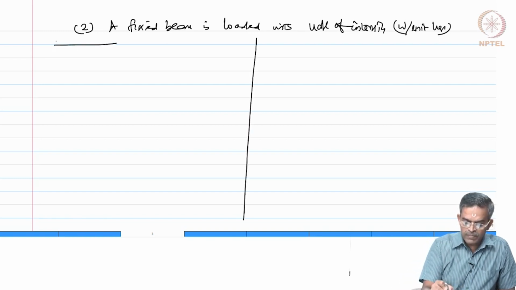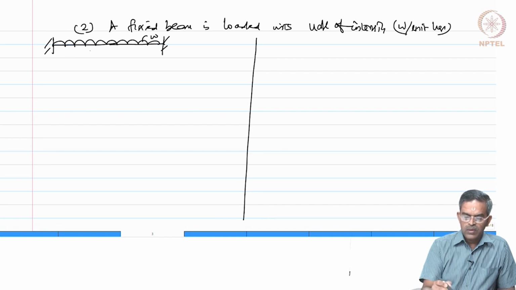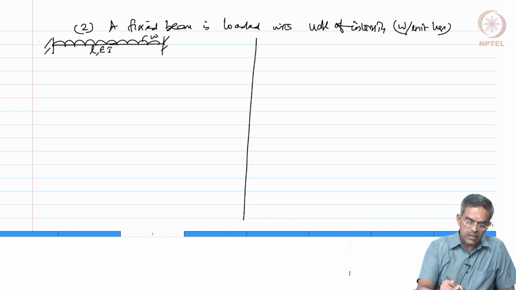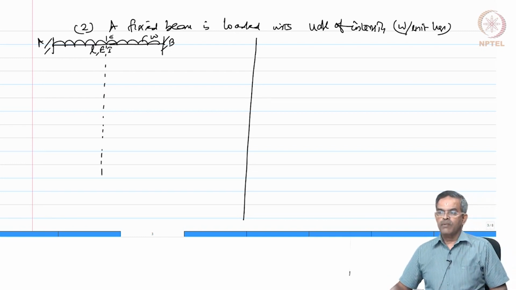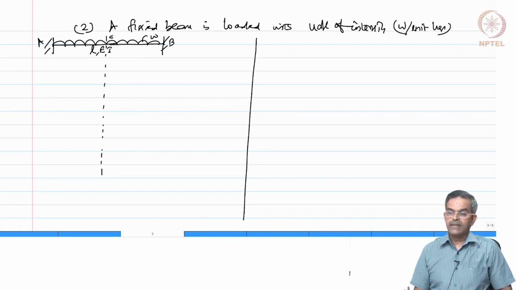Let us say I have a fixed beam subjected to uniform distributed load over a span of L, EI. Let us mark this as A and B. There is a critical section at the center which will be C, because we all know for a beam under uniform distributed load the maximum moment can also occur at the midspan of the beam. Okay. So, what we should do in static theorem?